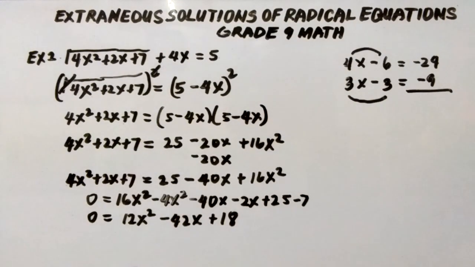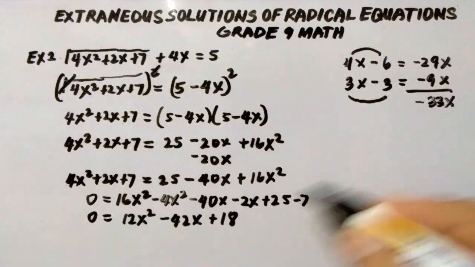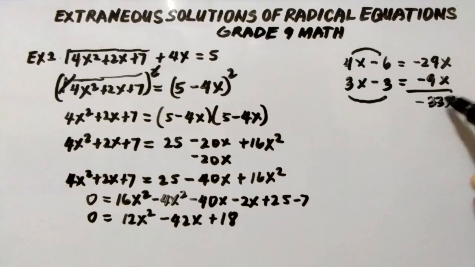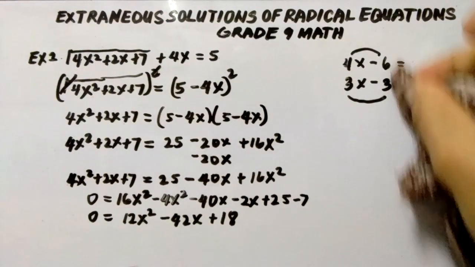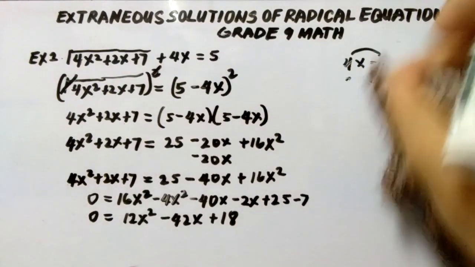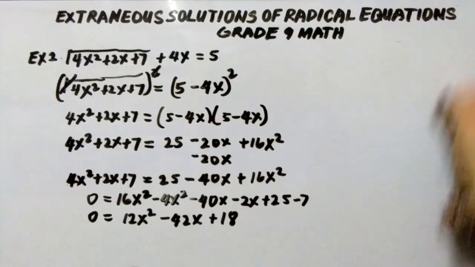Then, i-add po natin ito. Negative 24 minus 9. Okay, may x po yan dito. Okay, so negative 24x minus 9x, that is negative 33x. Okay, tama po ba dito? So, kulang. Maliit po ang negative 33x. Okay, so ang gagawin natin is buburahin po natin. Okay, so hanap po tayo ng ibang factors.